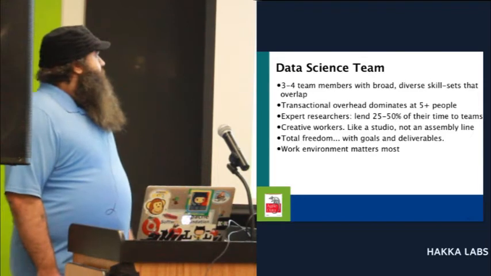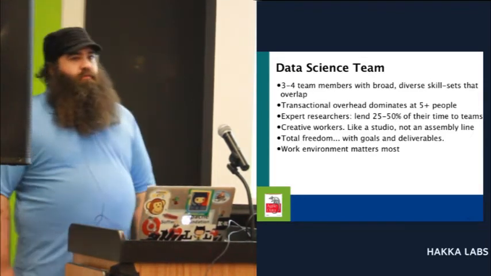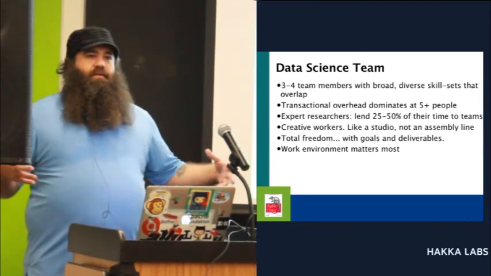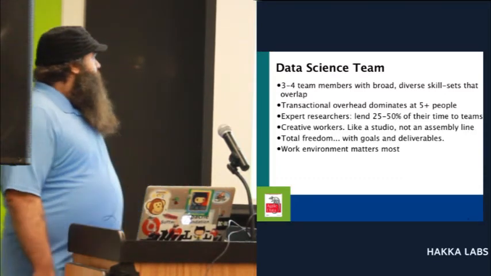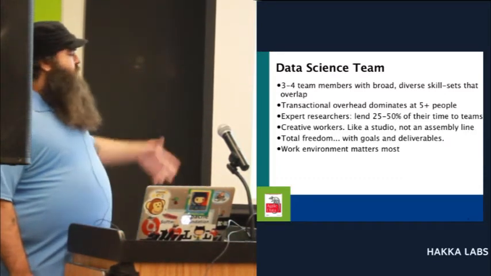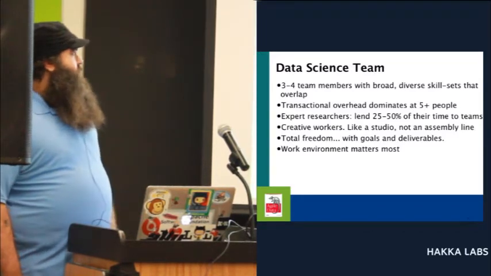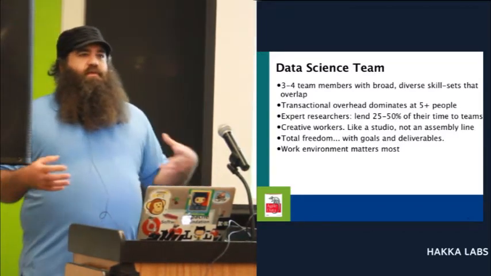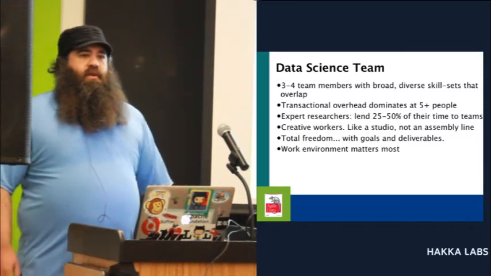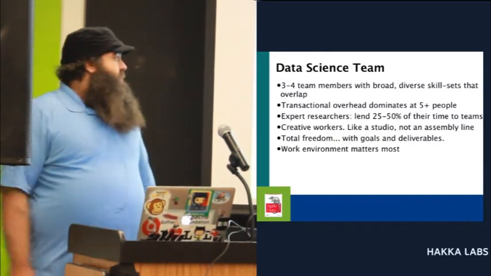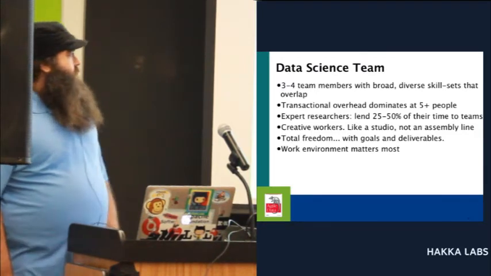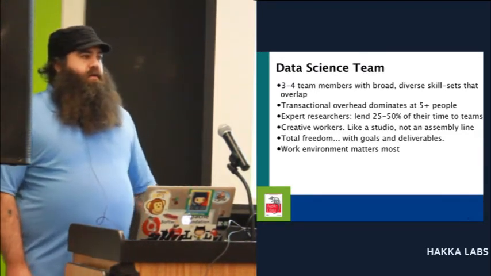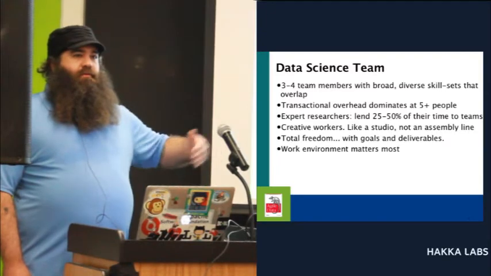And so a data science team is ideally composed of 3 to 4 people. If you have more than this, communication overhead tends to override and start to be very costly. You can have expert researchers in your organization, and you can use them as resources, but you generally want T-shaped people or generalists on a data science team. Treat it like a creative studio, not an assembly line, where you do have hardcore deadlines and requirements, though.